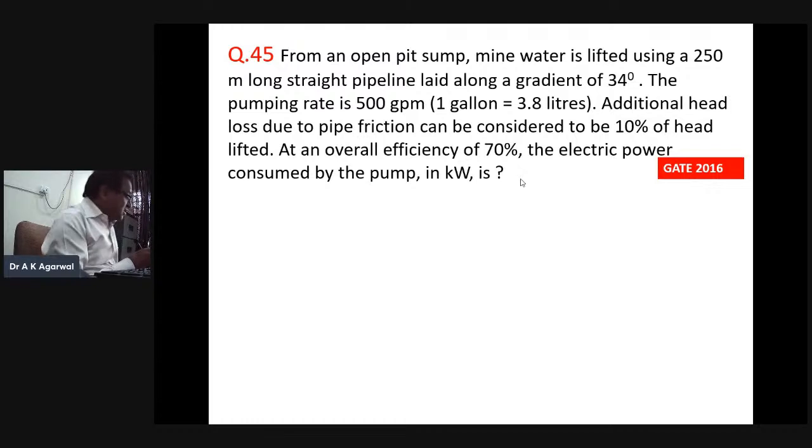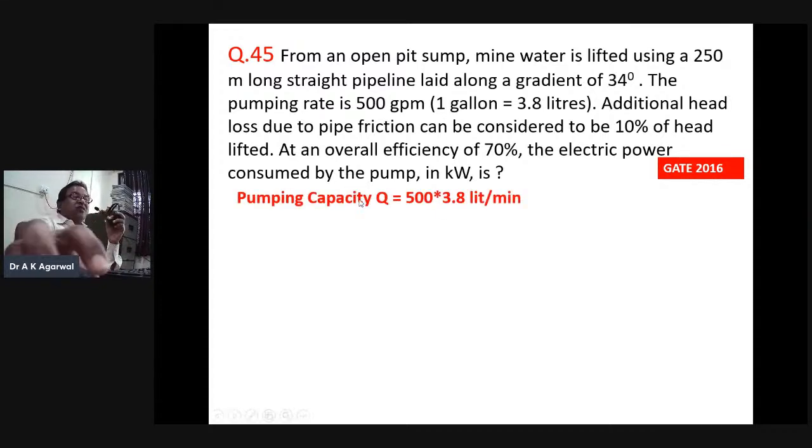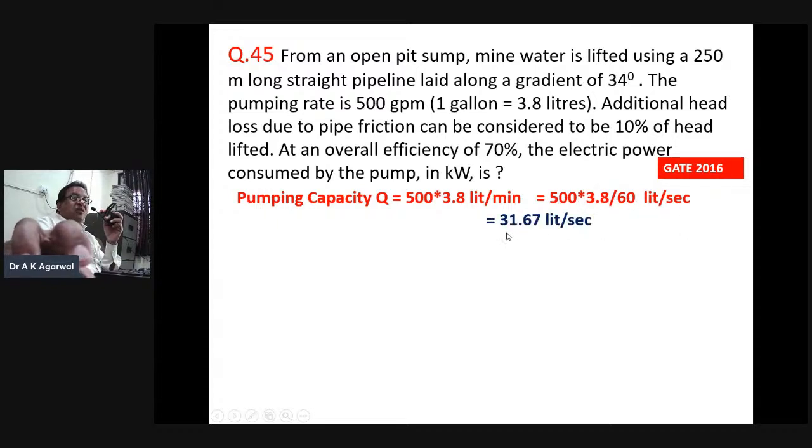In earlier two cases, the pipeline was vertical. So if an inclined pipeline is there, you convert it into an equivalent vertical pipeline. So let us find out the total vertical head. First, pumping capacity is 500 gallon per minute, or 500 into 3.8 liter per minute. Now calculate per second: 500 into 3.8 divided by 60 liter per second. This is equal to 31.67 liter per second, and 1 liter is equal to 1 kg. This is 31.67 kilogram per second, the pumping capacity per second.